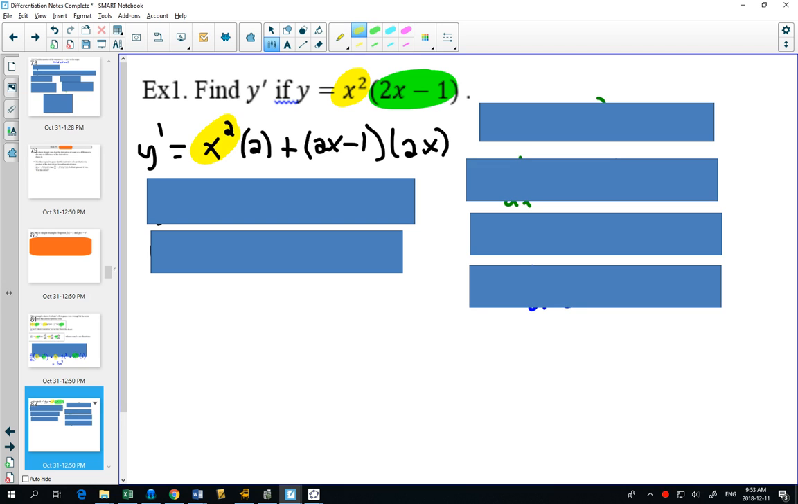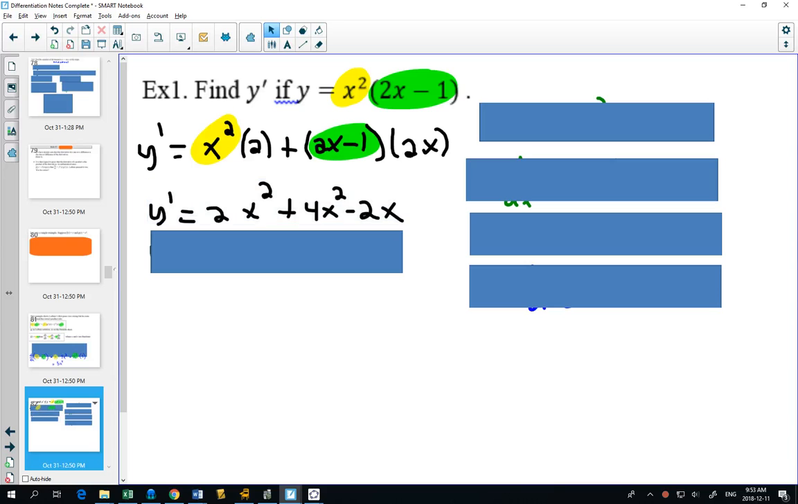I kept my first function the same, multiplied by the derivative. Then I kept my second function the same, multiplied by the derivative of the other one. If you wanted to simplify this, you can multiply things through, combine like terms, and you get 6x squared minus 2x.